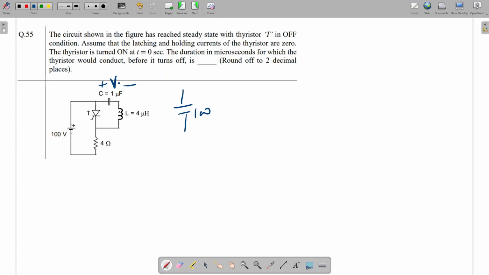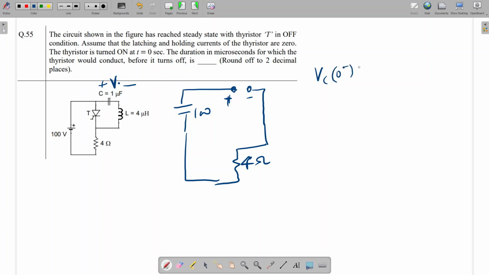This switch is off only. This capacitor will be open circuit. This inductor will be short circuit. And here this 4 ohm resistance is there. 100 volt, so here plus and here minus, current is 0. So this 100 volt will come here. So at t equal to 0 minus, what will be the condition? This will be the condition. 100 volts here. So VC at 0 minus, what will be the value? 100 volt. Okay, and now I'm going to explain further.